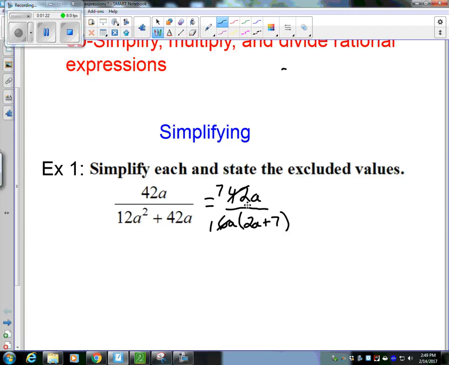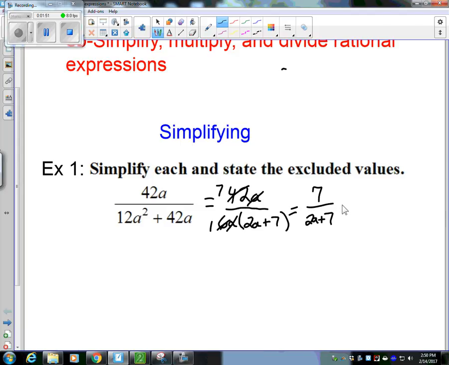There's an a as a factor in the numerator and a as a factor in the denominator, so those cancel out. And now let's rewrite what we have. In the numerator is just a 7. We have 1 times 2a plus 7, which is just 2a plus 7. In order to simplify, you have to have factors. So the factor 2a plus 7, you would need a 2a plus 7 in the numerator to cancel this out. You can't cancel these 7s.